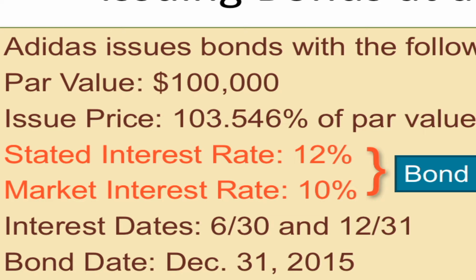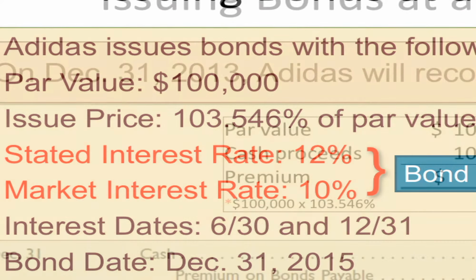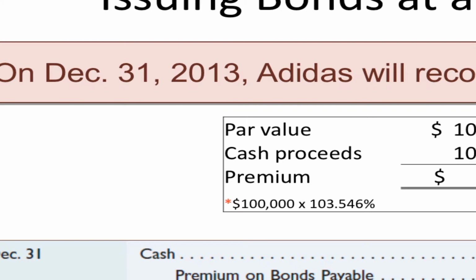Okay, I'm going to go quickly through the premium side because it functions the exact same way, just on the opposite side. Everything that used to be called a discount is now called a premium, and if it used to be a debit, it's now a credit, and that's essentially the only difference between these two. So the interest rate in the marketplace is lower than what we're paying on our bonds, so we can charge more for them.